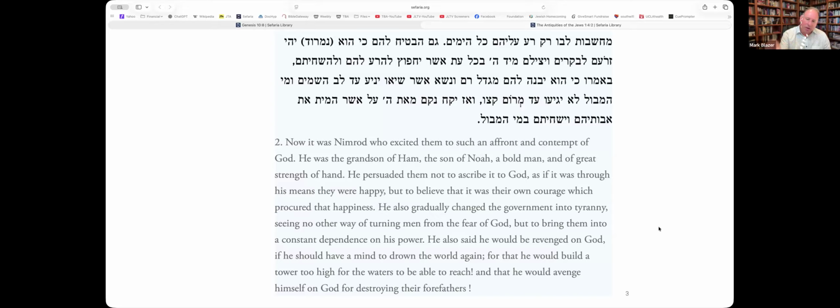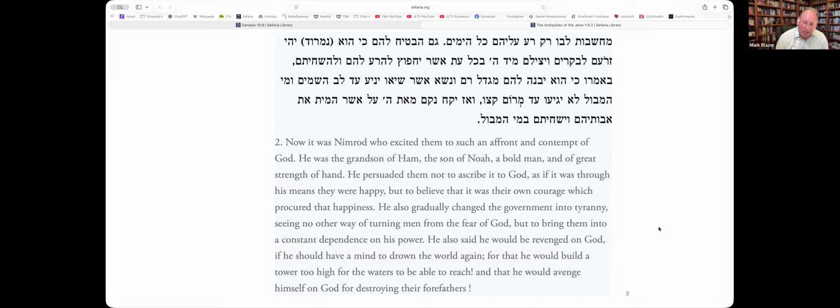See what the Quran talked about? This is exactly what we had in the Midrash, but man, when we started reading Josephus, we're like, oh, that's what people said about Nimrod. "He also gradually changed the government into tyranny, seeing no other way of turning men from the fear of God, but to bring them into a constant dependence on his power. He also said he would be revenged on God if he should have a mind to drown the world again."